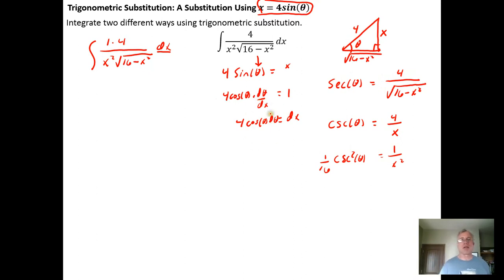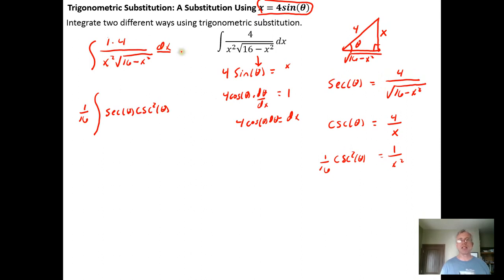And now it's just a matter of going into the integral and making the appropriate substitutions. So I go into my integral. 4 over the square root of 16 minus x squared is, in trigonometric world, the secant of theta. So I multiply secant of theta. 1 over x squared is the same as a 16th times the cosecant squared of theta. So 1/16, the constant, can pull out front, times the cosecant squared of theta. So that takes care of my 1 over x squared.